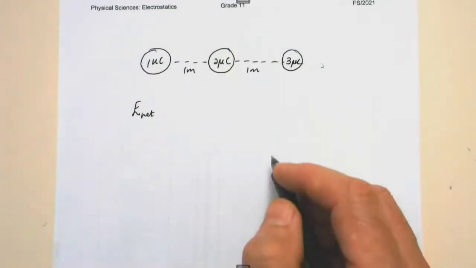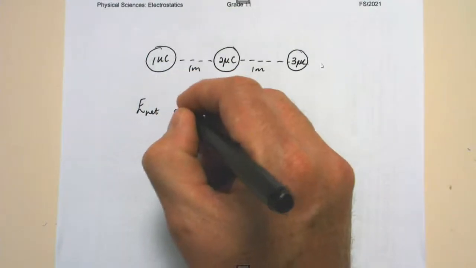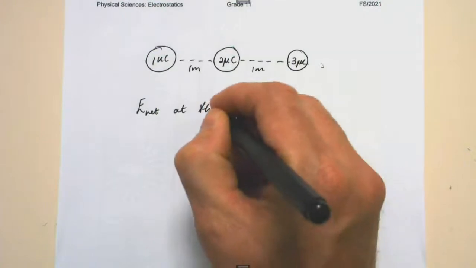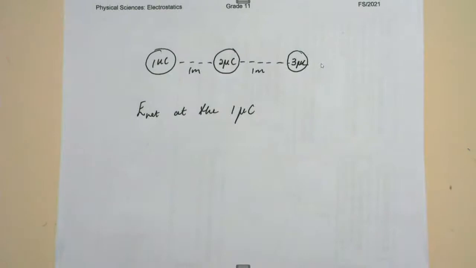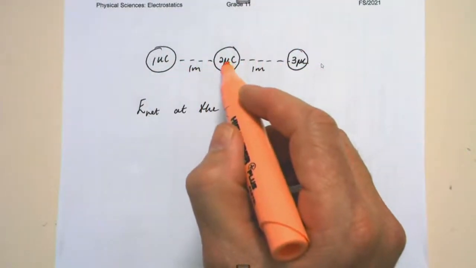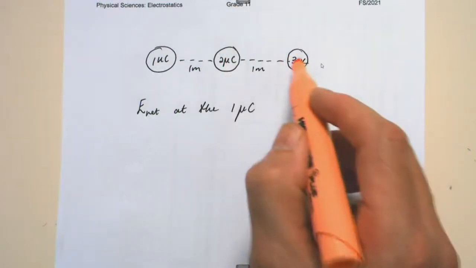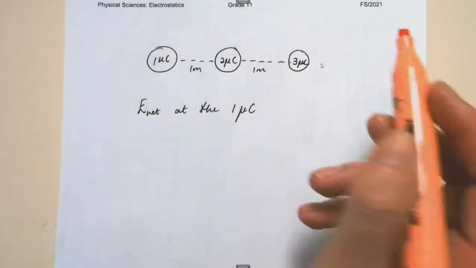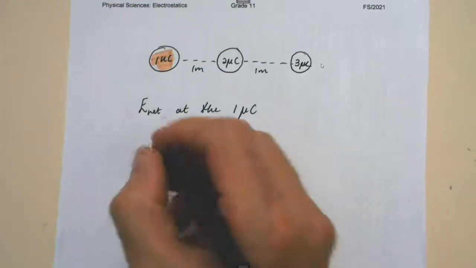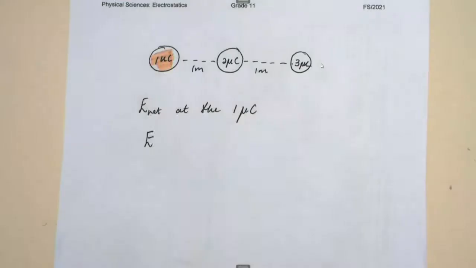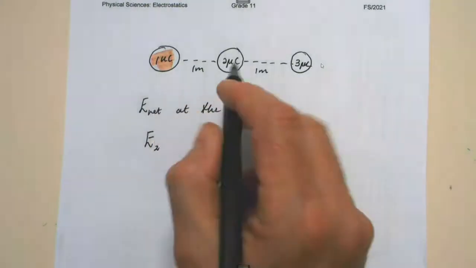What is the E net at the 1 microcoulomb? So I'm looking at what will be there. There are two electrical fields, one created by this charge, one created by this charge at that point. So that is what I want to know. I need to get those two electrical field strengths. Okay, so now I can go and calculate the electrical field magnitude because of that 2 microcoulomb one.